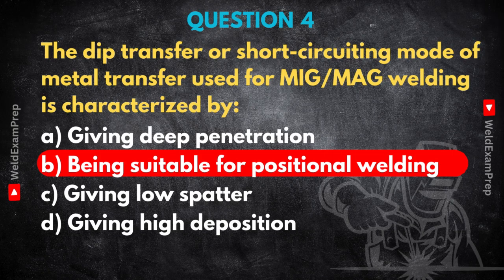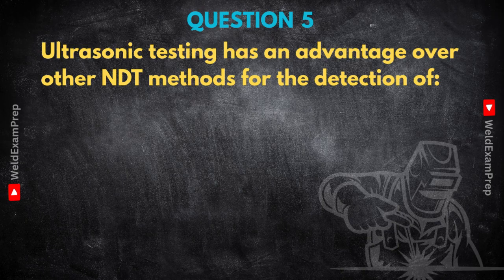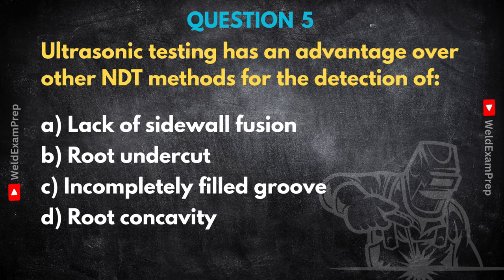Control over deposition rate. Makes sense. Okay, final question for this session. Let's talk NDT, non-destructive testing, specifically ultrasonic testing. UT, a powerful tool. Question 5. Ultrasonic testing has an advantage over other NDT methods for the detection of which option?